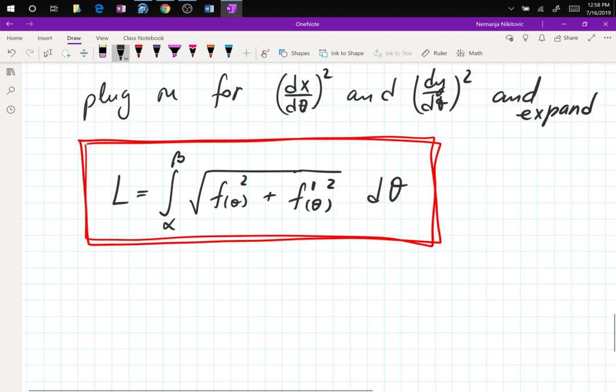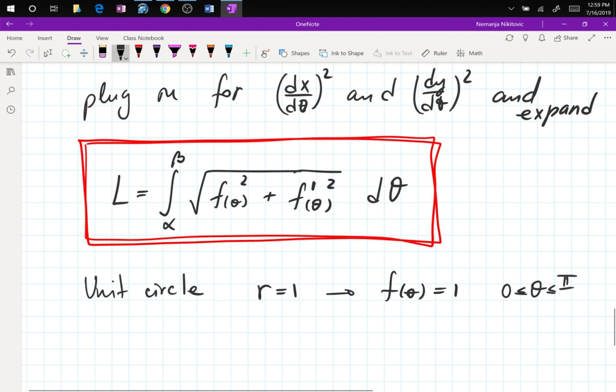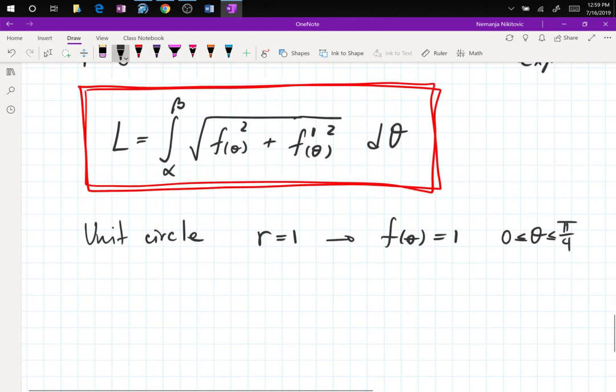But the cool thing now is that the unit circle is given as r equals 1, which is actually f of theta equals 1. Well, that's going to be a joke, right? And your thetas, because we want only 1/8, are stuck between 0 and pi over 4, right? We only want 1/8 of a circle.